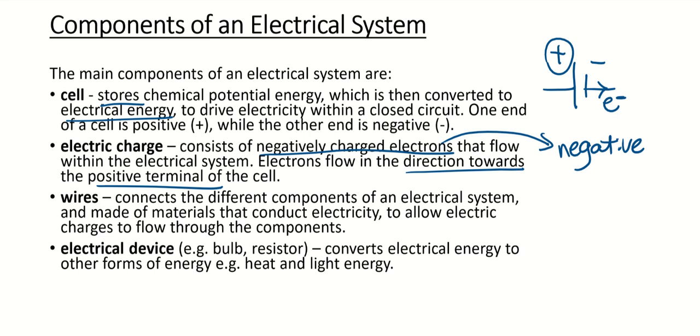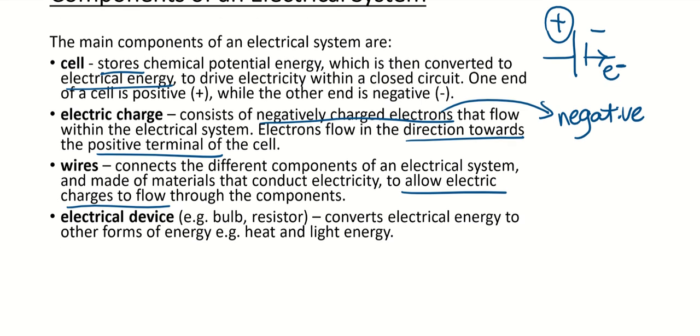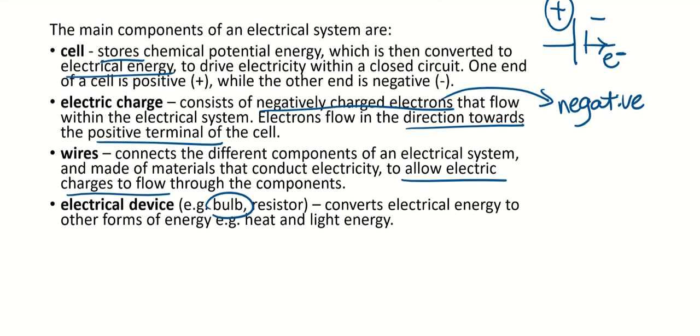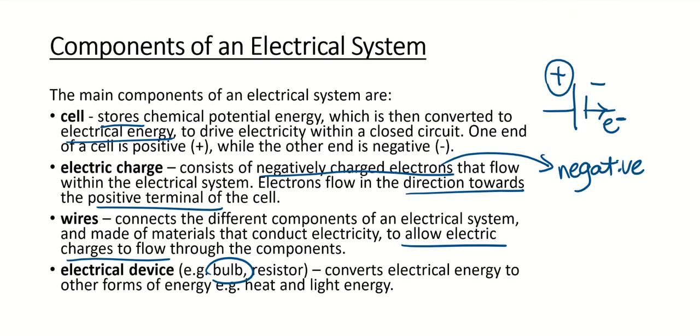Now, of course, we need wires to connect the different components so that the charges can flow. This is to allow electric charges to flow. Then, what is the purpose of using all this electrical energy? Right? We actually have bulb and resistors. They are able to convert electrical energy to other forms of energy. Bulb, it can either give off light and it will also give out some heat energy. Okay, so these are the main components.